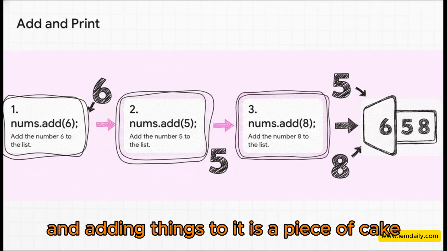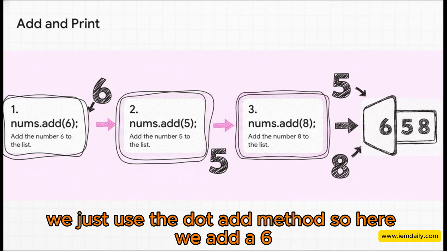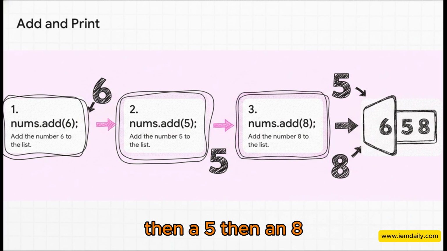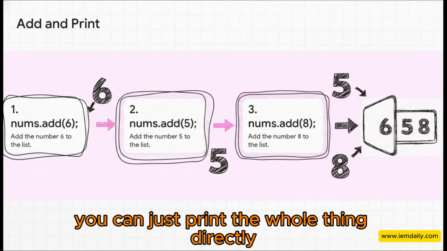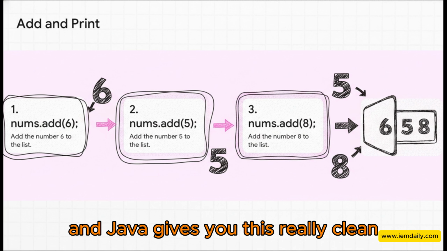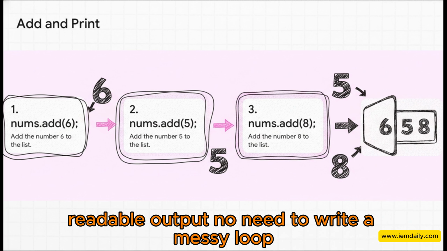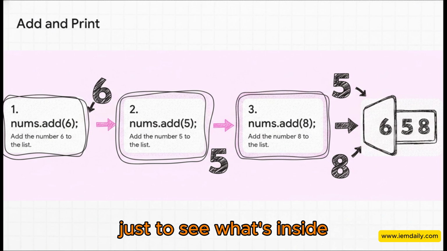And adding things to it is a piece of cake. We just use the .add method. So here we add a 6, then a 5, then an 8. And here's something really cool about collections. You can just print the whole thing directly, and Java gives you this really clean, readable output. No need to write a messy loop just to see what's inside.